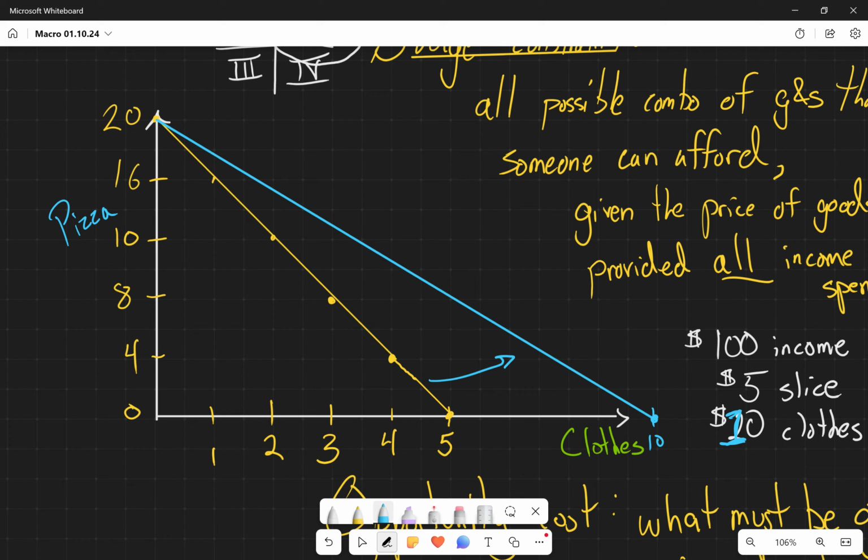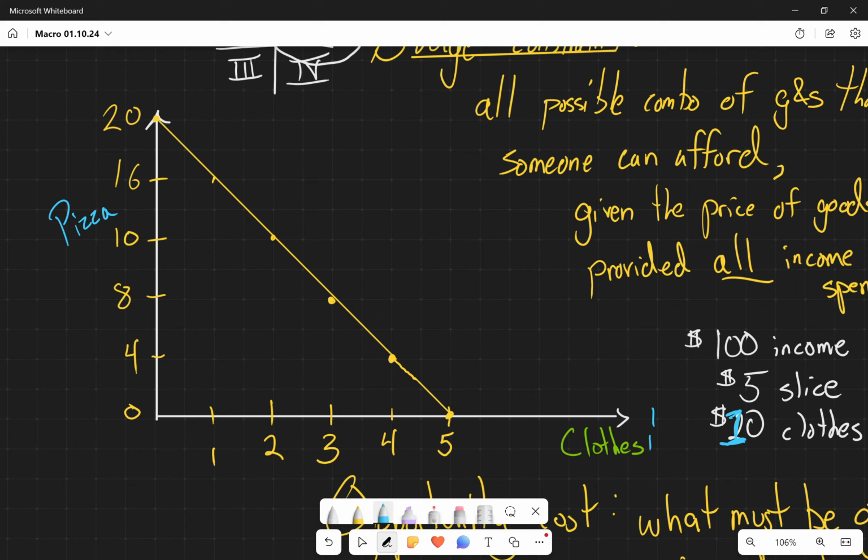Now, what about the opportunity cost? Yeah, it's definitely going to impact the opportunity cost. Now we're going to be getting more clothes for every slice of pizza that we are giving up. So that's what happens if the price changes.